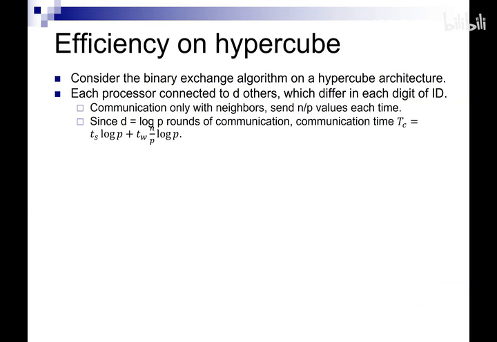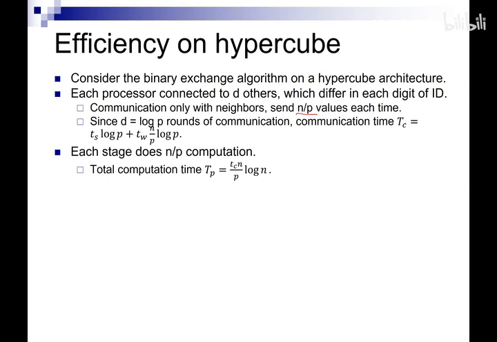Therefore the total amount of communication for each stage is just ts plus tw times n divided by p, because you're talking with a neighbor and just sending that many values. And if you do this for log p rounds, then the total communication time for each processor is going to be this expression over here.